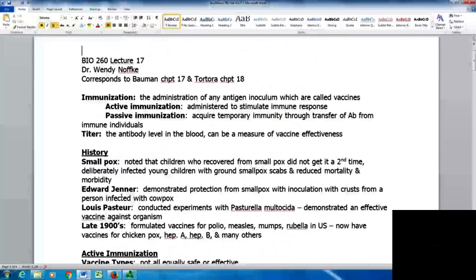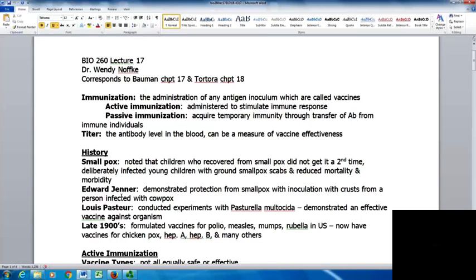Today we're on lecture 17. This is going to look at immunization. So immunization is the administration of antigen inoculum, and these are called vaccines. With active immunization, it's administered to stimulate an immune response in the patient, whereas with passive immunization, the patient is going to acquire temporary immunity through the transfer of antibodies from an immune individual.